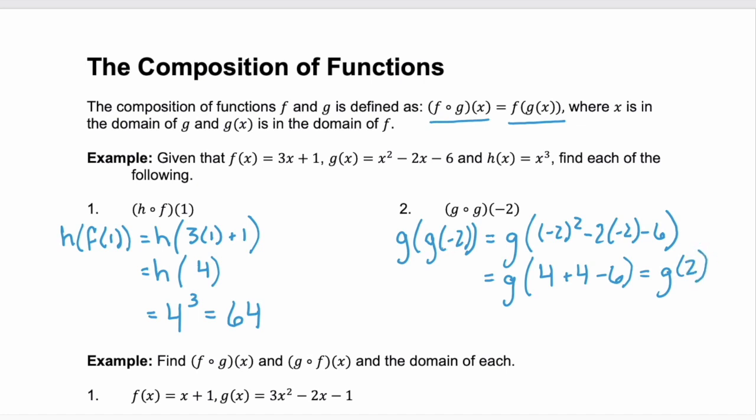So when we evaluated the first g of negative 2, we got a result of 2. Now we're evaluating g with a value of 2. And g of 2 is going to equal 2 squared minus 2 times 2 minus 6, or 4 minus 4 minus 6, which is negative 6. So g of g of negative 2 equals negative 6.